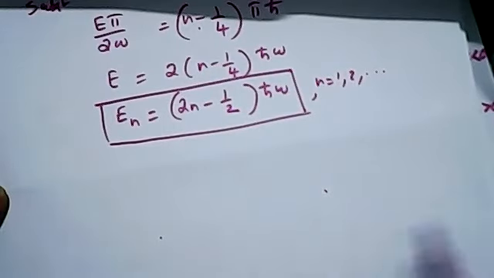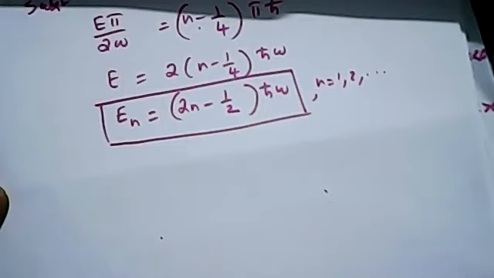So now we are going to discuss potential with no vertical walls. So we have already discussed potential with the two vertical walls, potential with the one vertical wall. Now potential with no vertical walls.